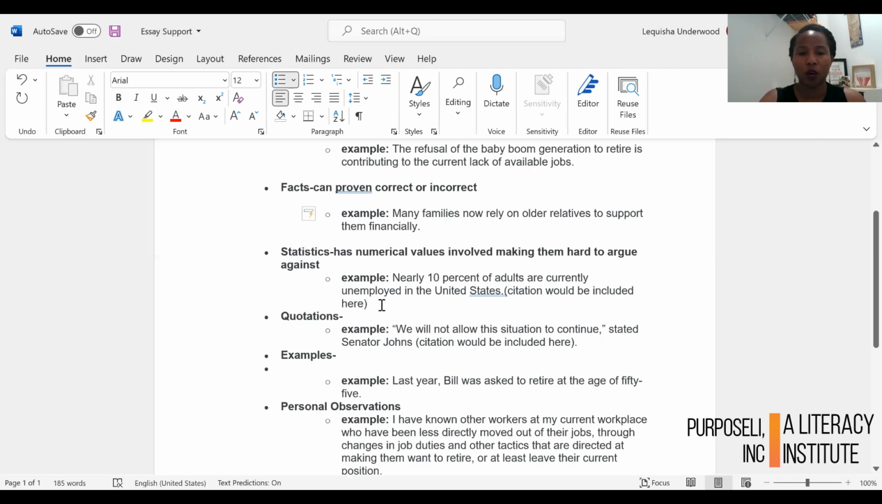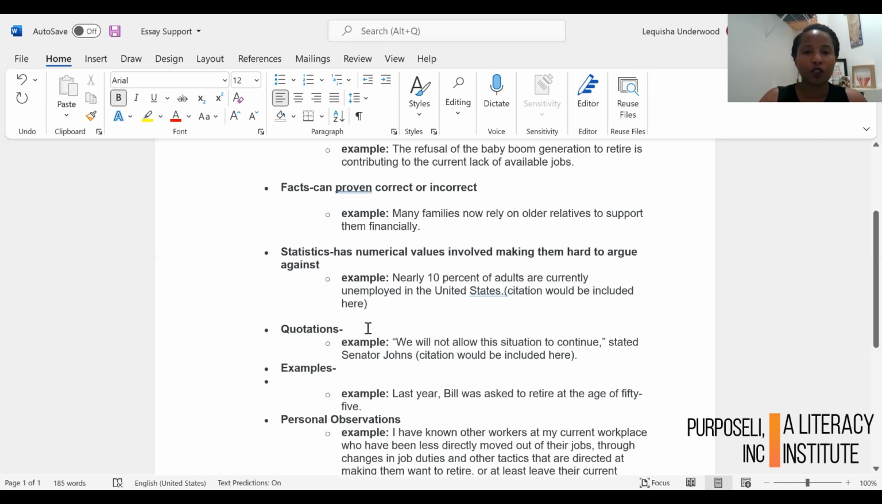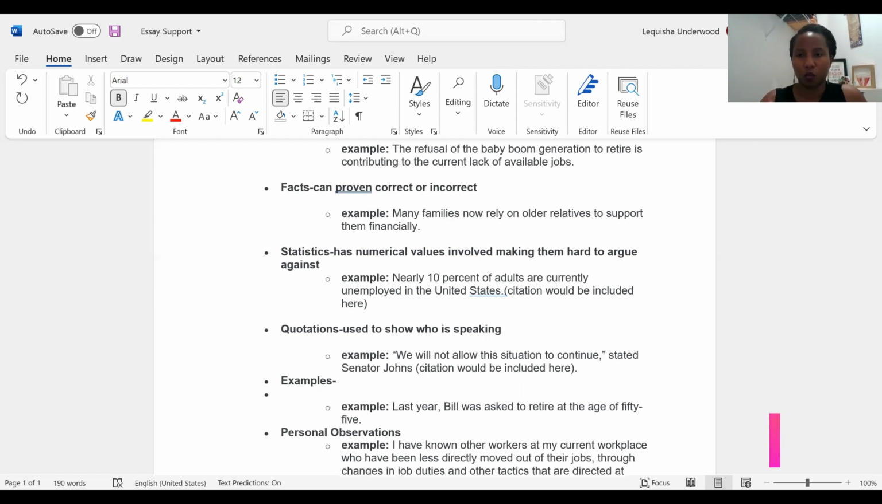Now, another form of support is quotations. Quotations are used to show who is speaking. You could say talking, but speaking is a more formal wording, and we are talking about essay writing.